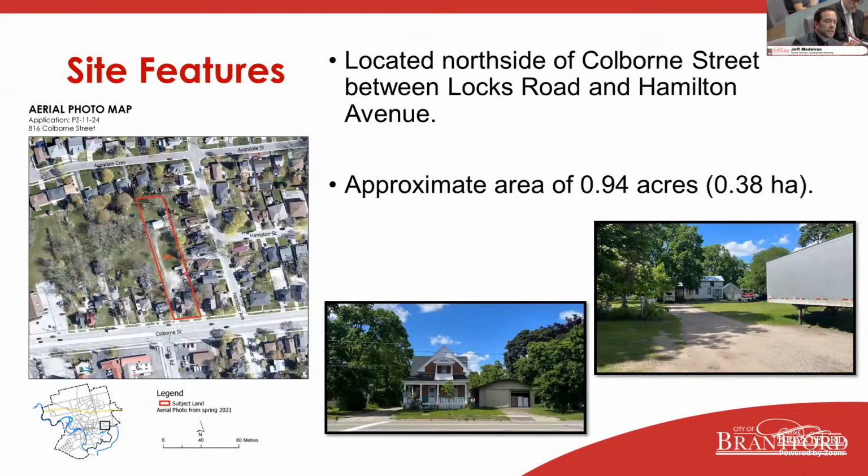Just a bit of context in terms of the subject lands on the north side of Colburn Street. It's sandwiched between two intersections at Hamilton Avenue and Locks Road, just shy of about an acre. If you put your attention to the aerial photo, it's adjacent to an established residential neighborhood, tends to be more on the single family, two-story type of products in the neighborhood. Along Colburn Street, it's an arterial road. It's where you see commercial uses in some higher densities.